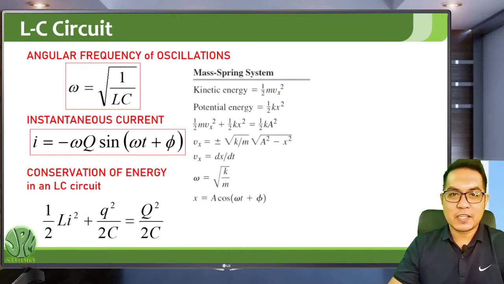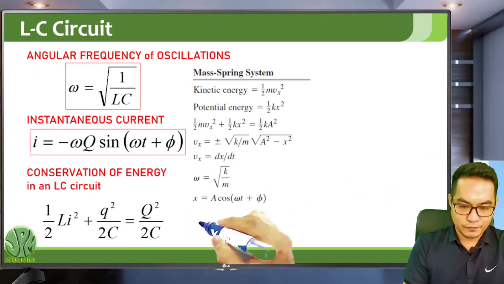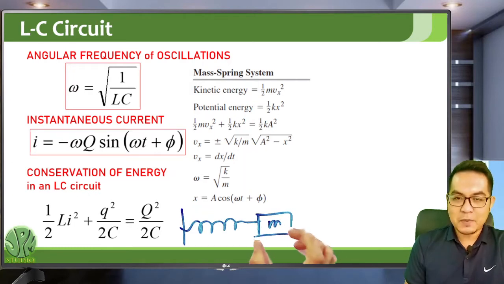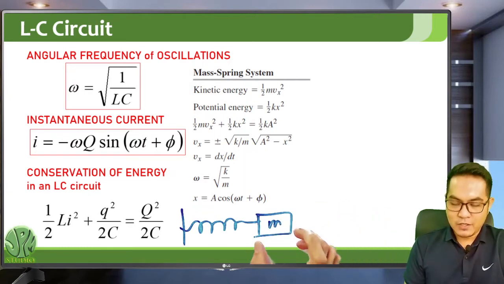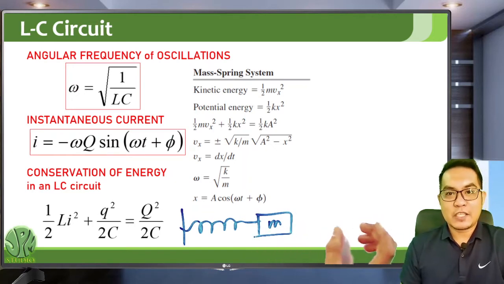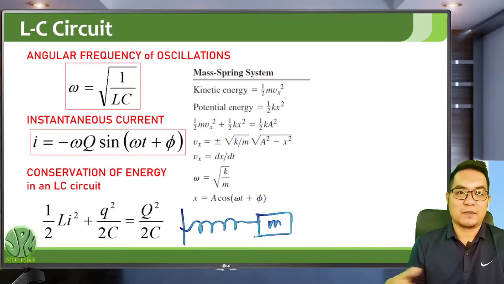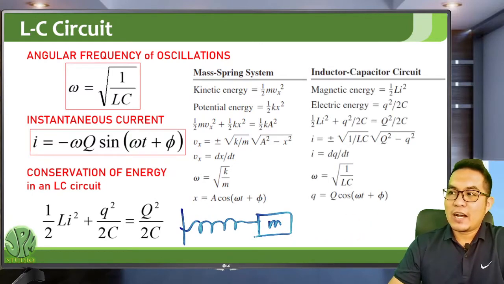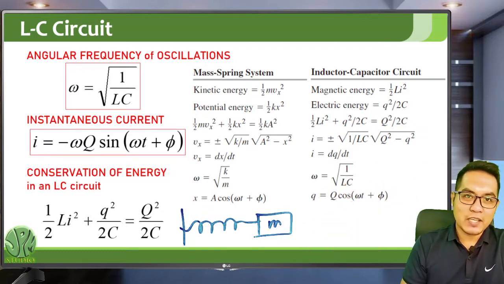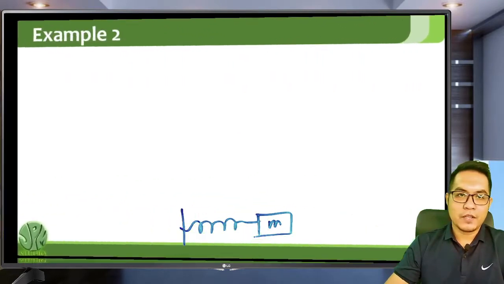The analogy of this is similar to a mass spring system. If you have a mass M connected to a spring, this will actually oscillate in the same manner. When the spring stretches out to its maximum stretch, the energy is potential, and then it goes back to kinetic, and then potential, and then kinetic, potential, kinetic. So that's the analogy of the angular frequency of oscillations in an inductor capacitor circuit. In this case, it's magnetic potential energy to electric potential energy and vice versa. Okay, so let's have an example.